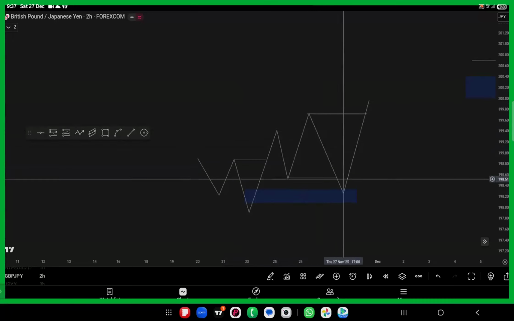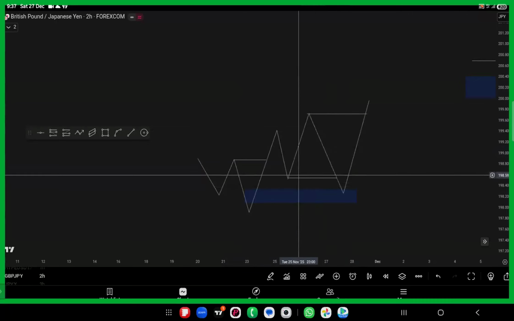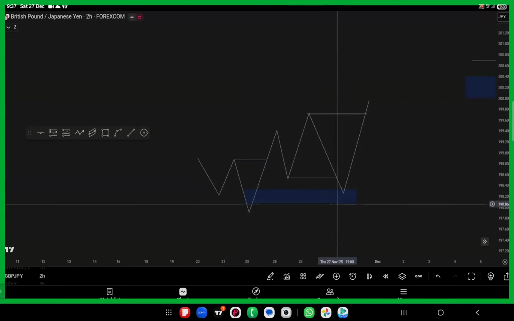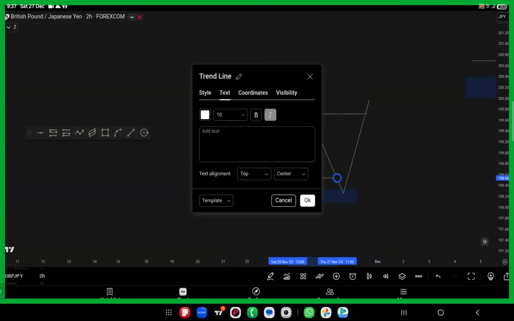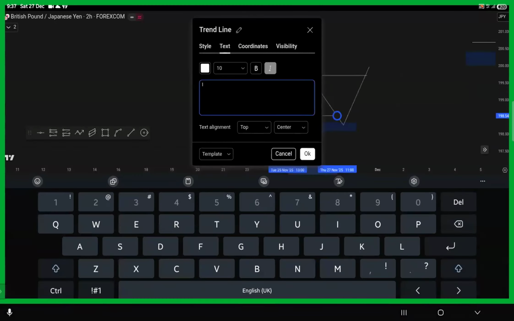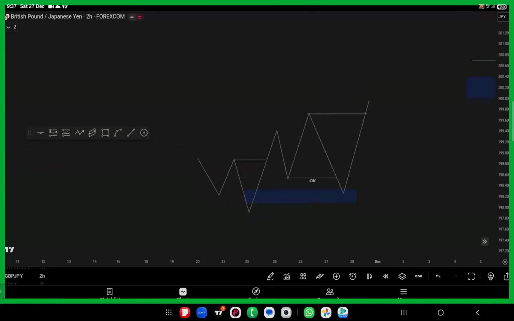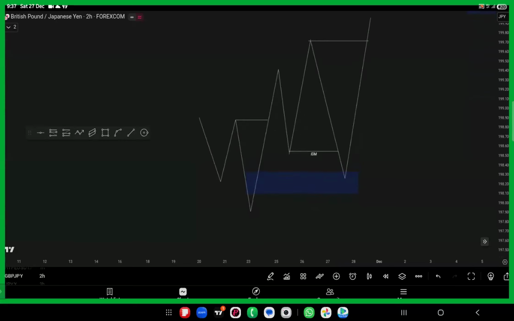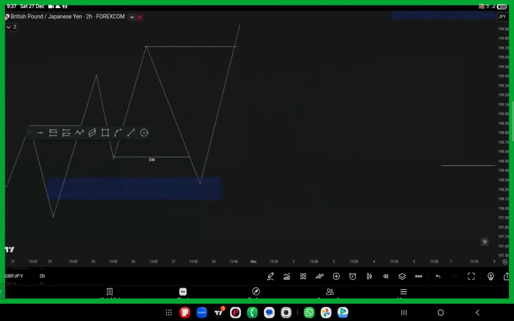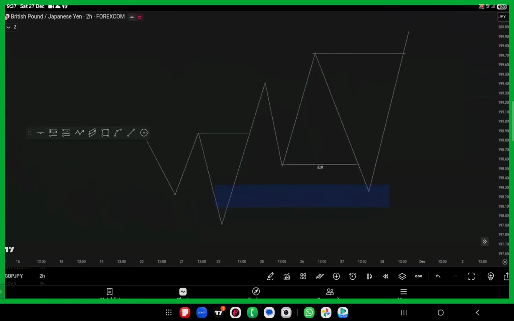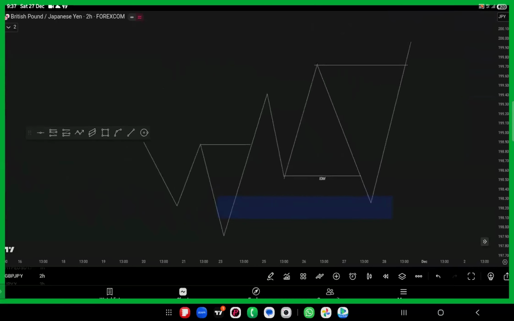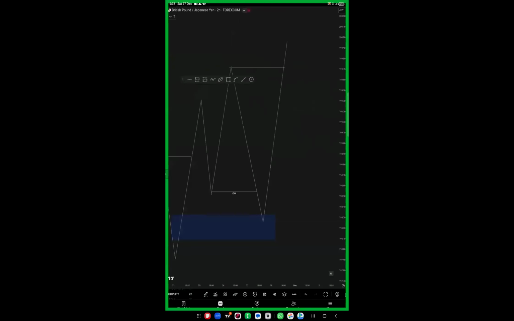Then before coming back to take out that particular inducement and tap into the point of interest to continue the move. And your inducement is denoted as IDM. You can be using it until you fully master it. All right. So this is how you can identify inducements in the market, or rather, this is what inducement is actually all about.